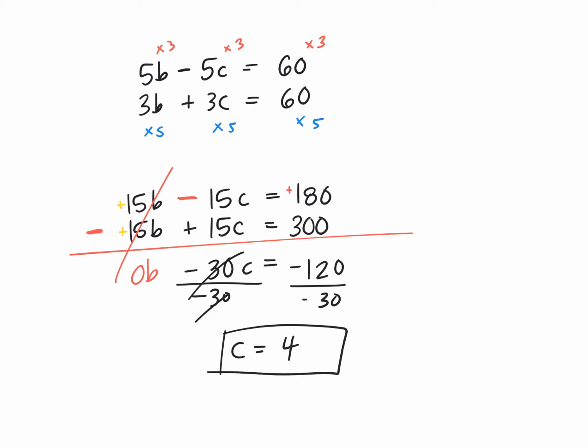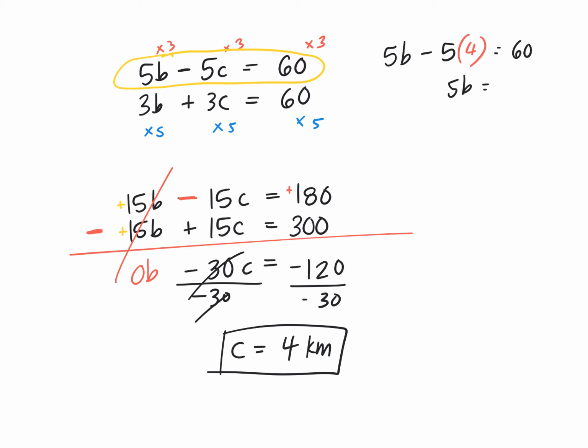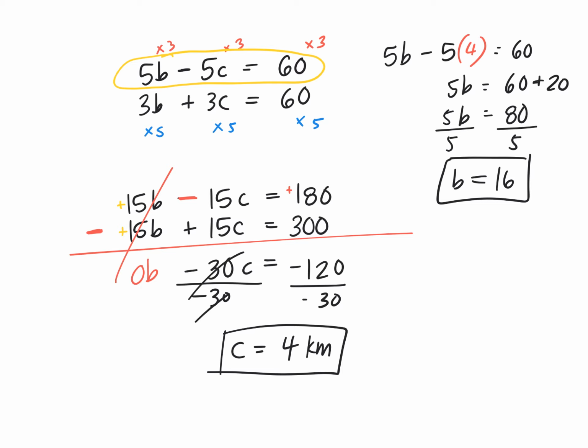4 kilometers. And what did C represent? The speed of the current. Yep. So the speed of the current is 4 kilometers per hour. What's the speed of the boat? We have to find out what B is equal to. You can go back to one of your original equations. Let's just do the first one. 5B minus 5 times 4, we solved for C, so let's plug it in, equals 60. So 5B equals 60 plus 20. Sorry, my bad. Thank you. It's plus 20. 80, divide by 5, divide by 5. What's B equal to? 16 kilometers. So the speed of the boat would be 16 kilometers per hour.